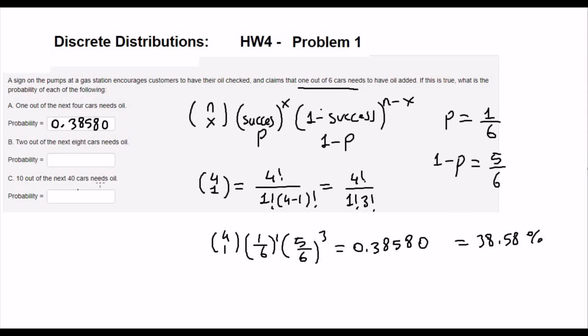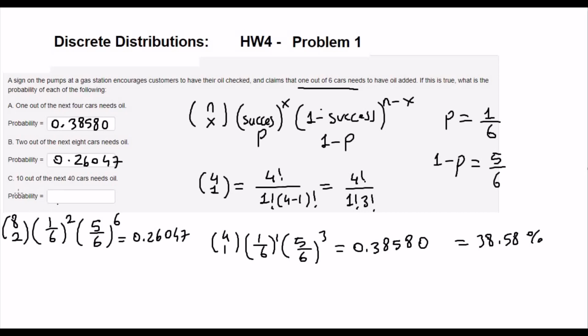So part B is the same logic. This time 2 out of the next 8 cars. So 8 choose 2 times our probability, which did not change. It is still 1/6 because we are still dealing with the same scenario, to the second power, times 5 over 6 to the 8 minus 2, which is 6th. And your calculator executes it as 0.26047.